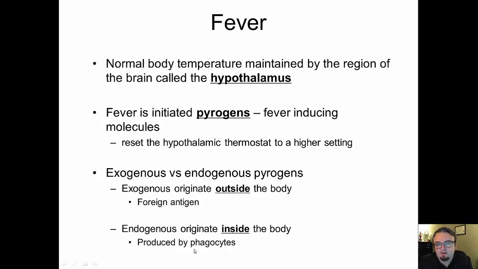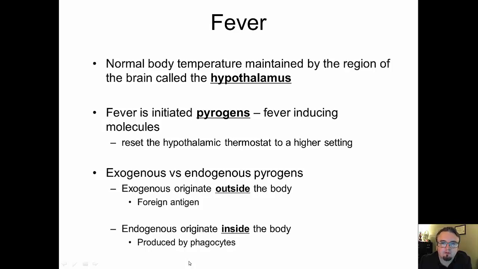Most often these are produced by phagocytes. So phagocytes are obviously the white blood cells that phagocytose, and they produce chemicals during that phagocytic process. And there's a threshold here. They don't do it right off the bat. So this is a more in-depth part of the immune system, but there's kind of this delayed effect where if the phagocytes are active long enough and there's enough of them and they reach kind of a quorum, then they will eventually start to release pyrogens.